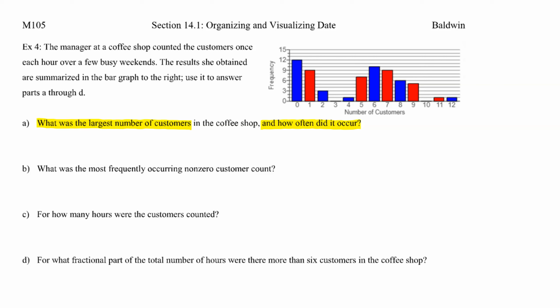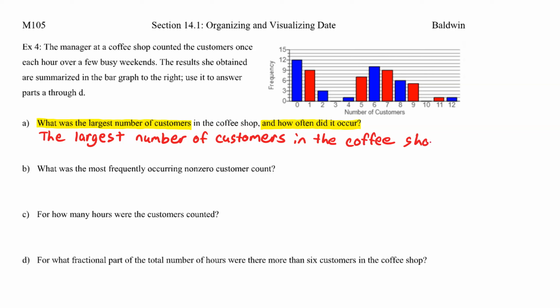If we're looking for the largest number of customers, over the course of the weekends when they counted how many people were in the store each hour, the maximum number of customers that were ever in the store at a given time is going to be 12. And if we want to think about how often did that happen, we want to look at the frequency.